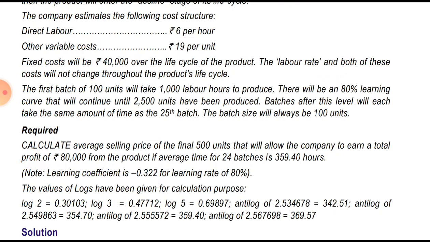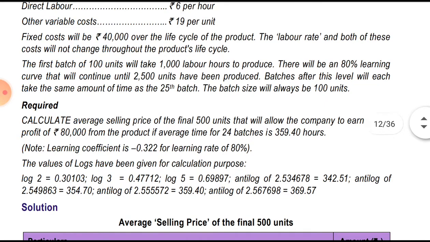There will be an 80% learning curve that will continue until 2500 units. Each batch has 100 units. So if we divide 2500 by 100, there are 25 batches. So till the 25th batch the learning curve will be 80%. The batches after this level will take the same amount of time as the 25th batch.